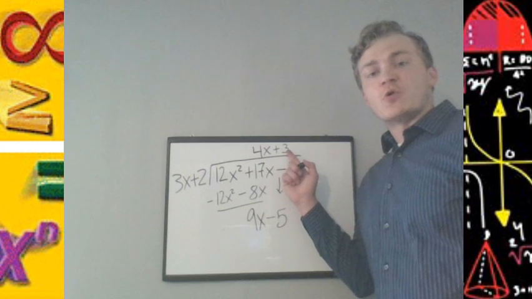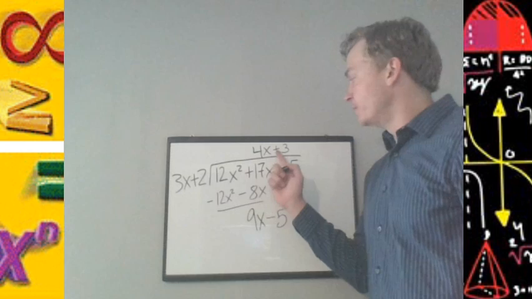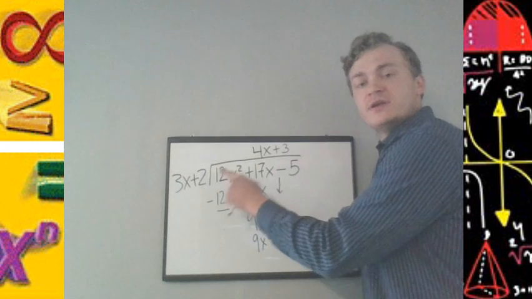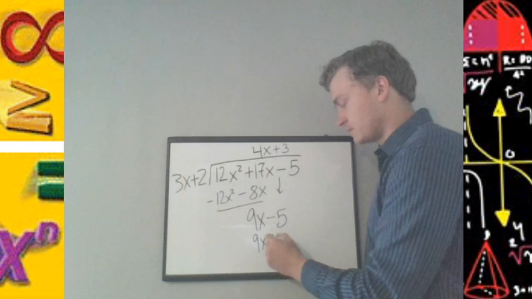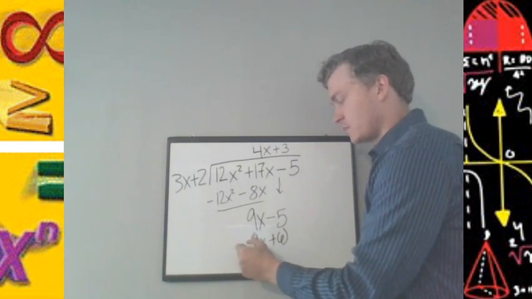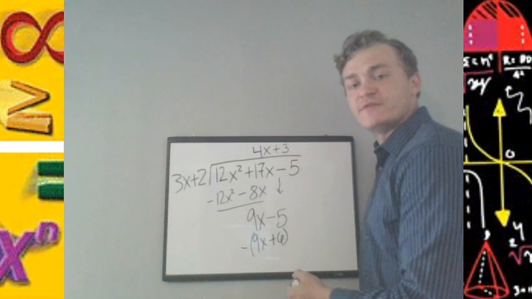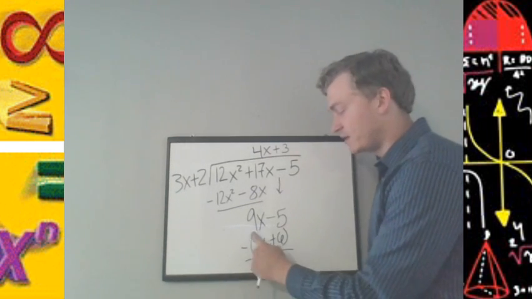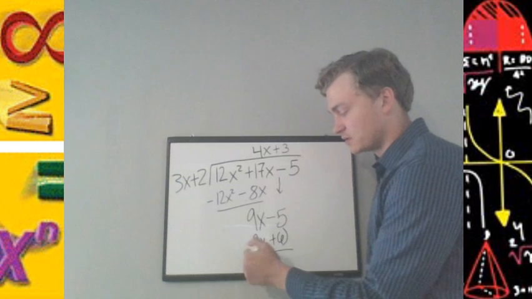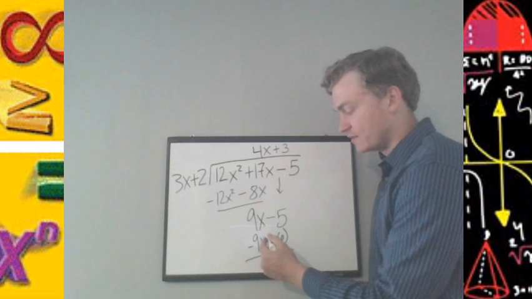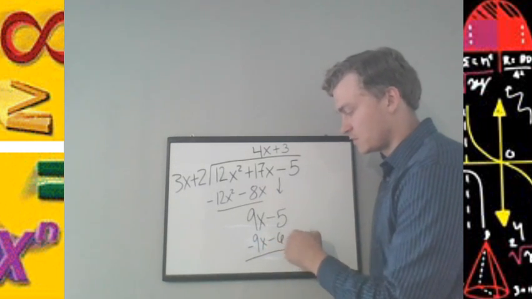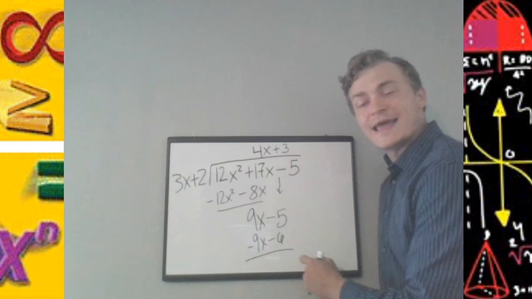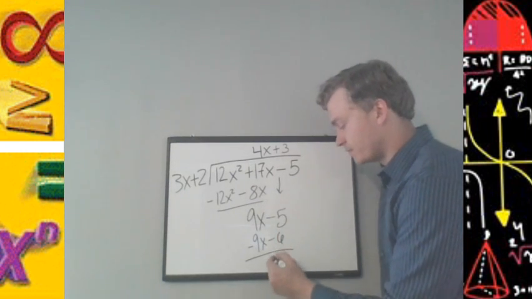Now, this term in our quotient, positive 3, we multiply to the 3x plus 2. 3 times 3x is 9x. 3 times 2, that's a positive 6. Division is repeated subtraction, so we will subtract to find a remainder. We're subtracting 9x plus 6, so we distribute the negative. 9x becomes negative 9x. The positive 6 becomes negative 6. Combining, 9x minus 9x is 0x. Negative 5, negative 6, negative 11.